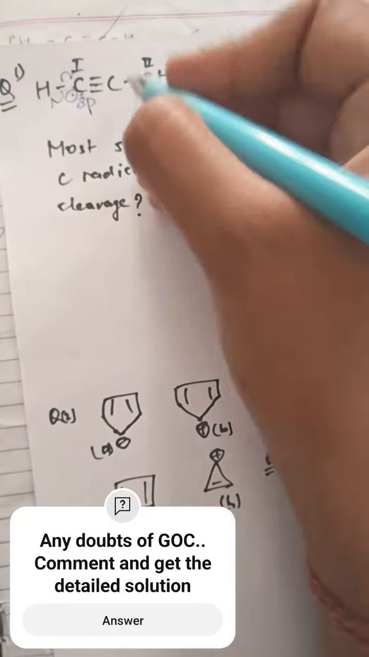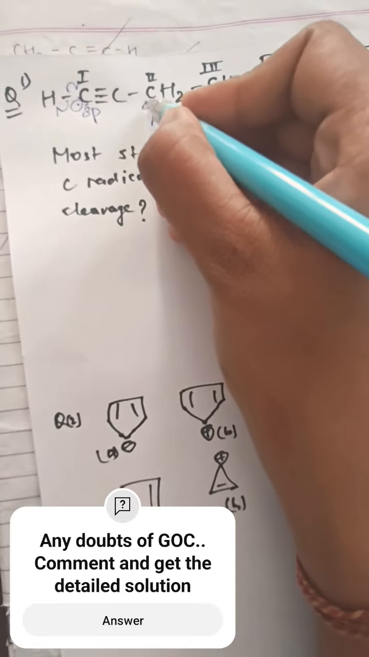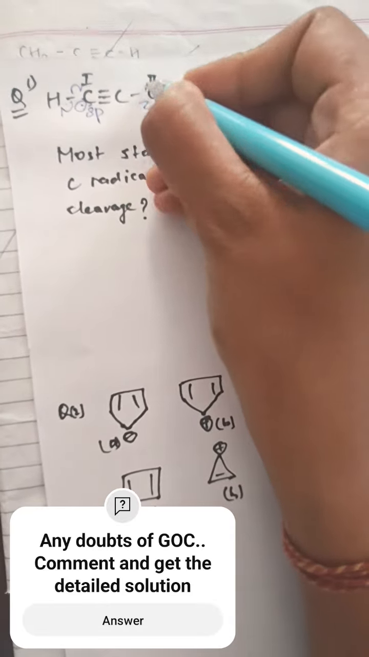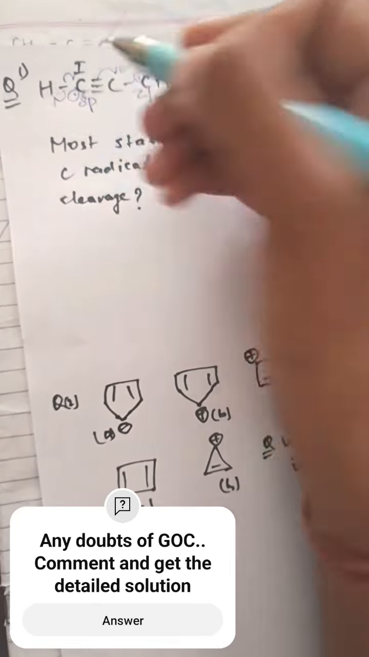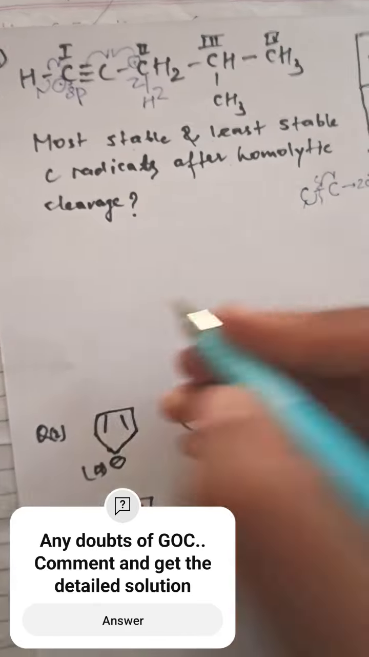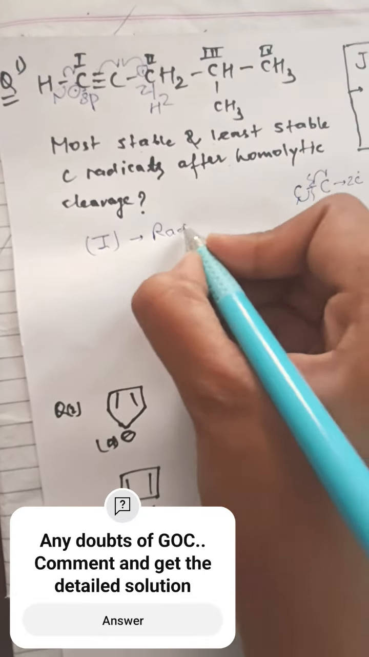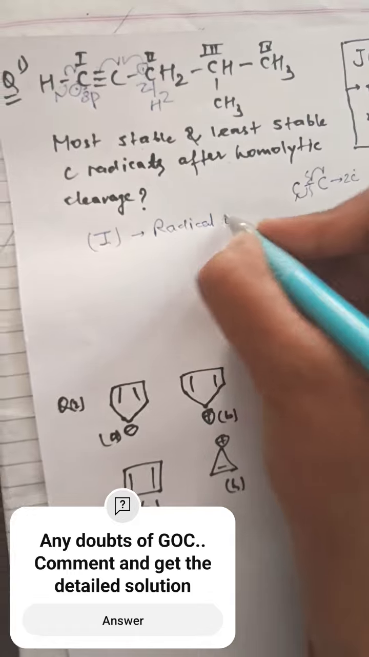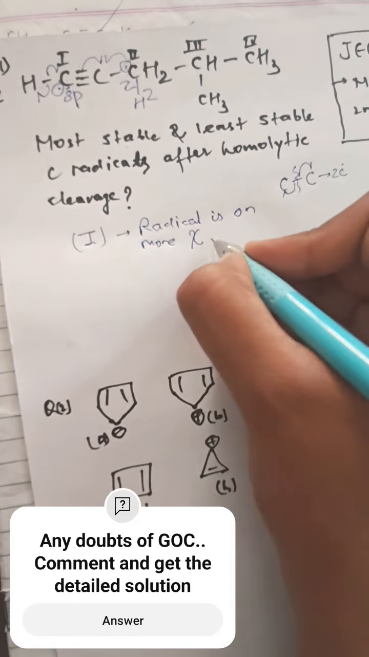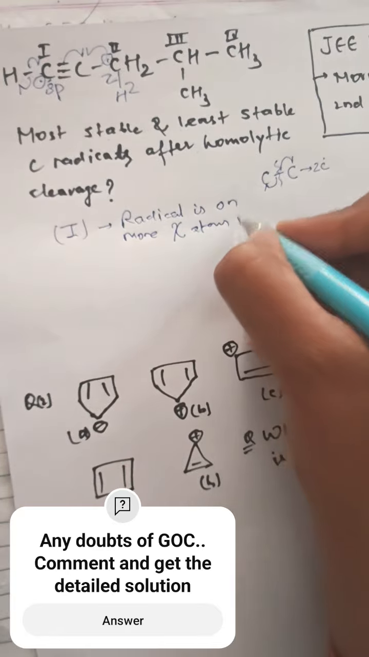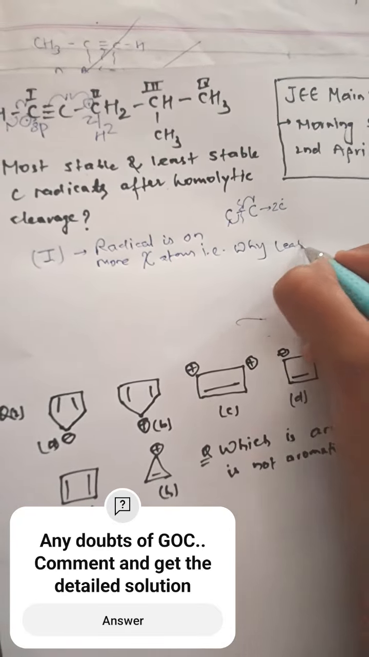And here you can see, if we write the CH bond and break it, there will be one radical here, and this radical will get stabilized by this pi bond. So there is resonance stabilization. In number 1, the radical is on the more electronegative atom, that is why it is least stable.